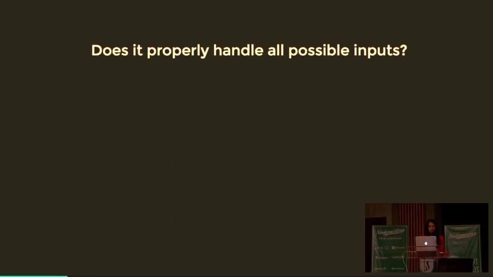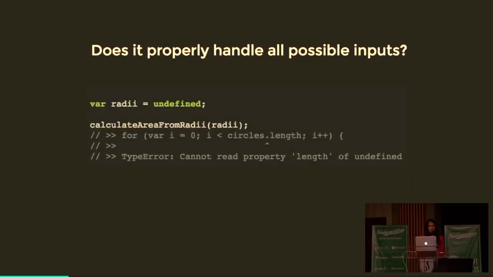Another question you might ask is, does it properly handle all possible inputs? So what if radii, for some reason, ends up being undefined? What ends up happening in JavaScript is it throws an exception, a type error, and says you can't calculate length on undefined.